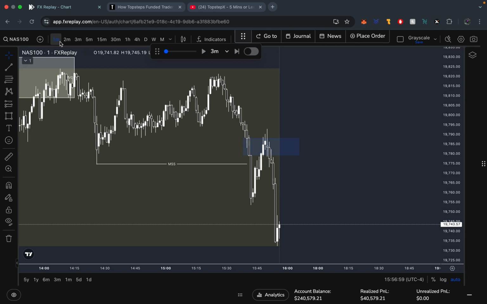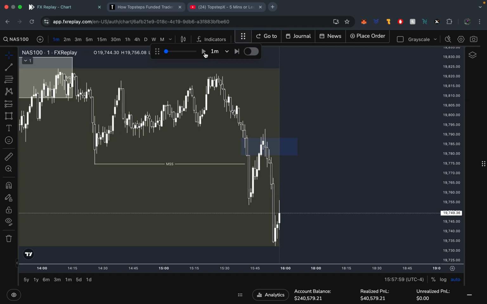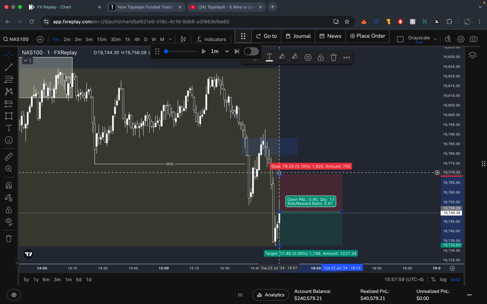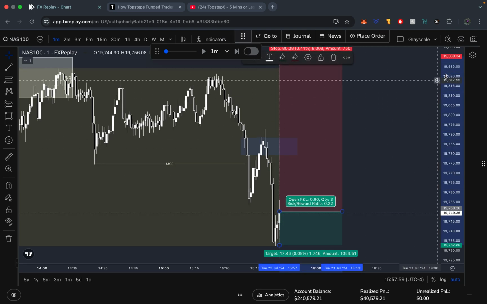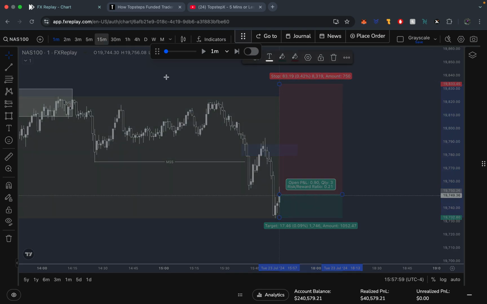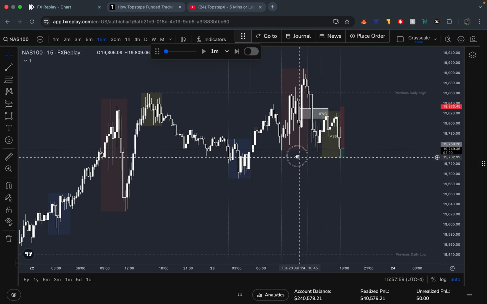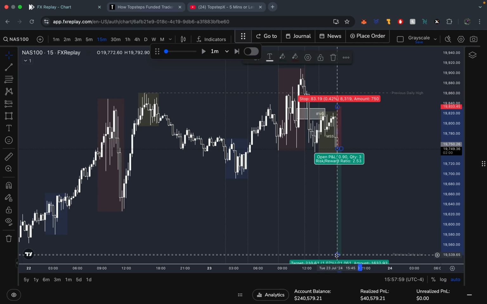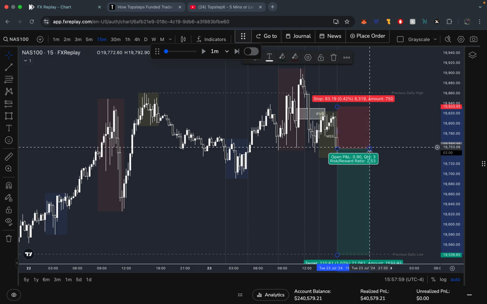So what I'm going to do is put this in 1 minute. And I'm going to go short here. I'm going to place a market order. So really my entry is a bit late here, but I'll stop above this inverse. And then target down here. So it's 2.5 to 1. Take this out a little bit.